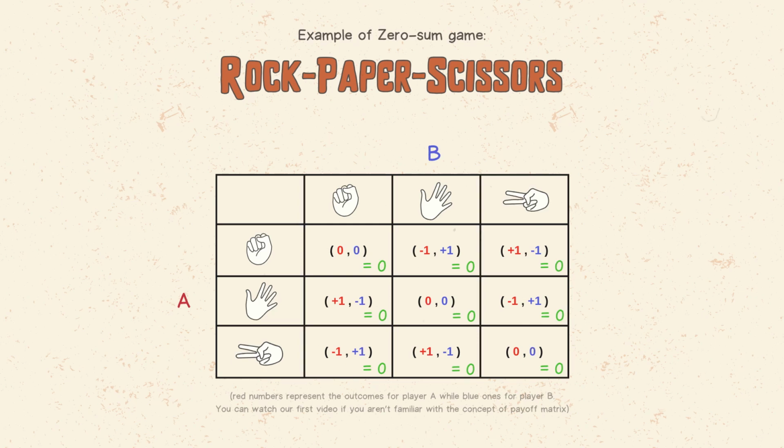This means that whatever one player gains, the other player loses. For example, if rock beats scissors, the winner gets +1 and the loser gets -1, so the sum is 0. The same applies for any other outcome of the game.